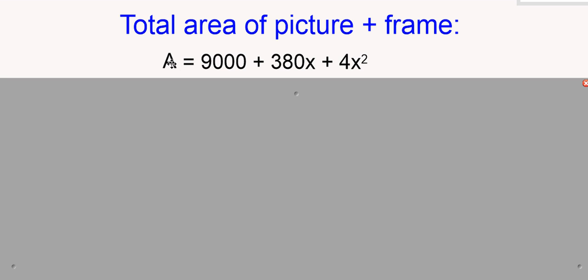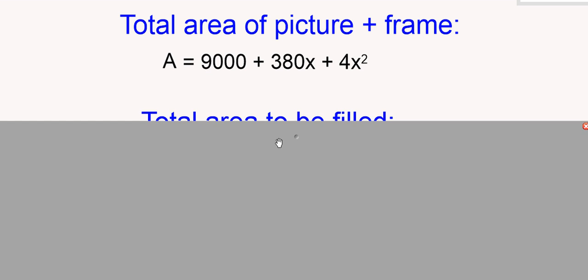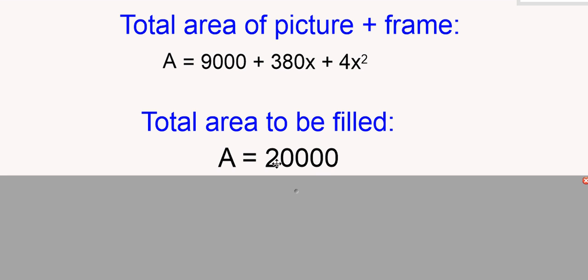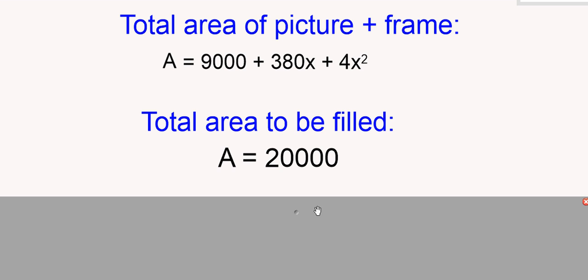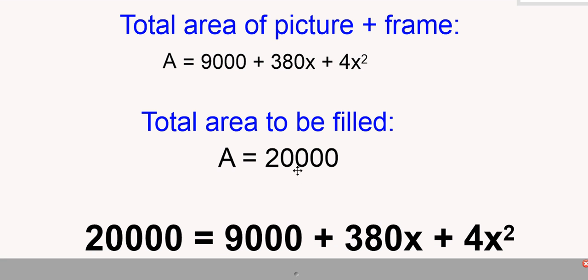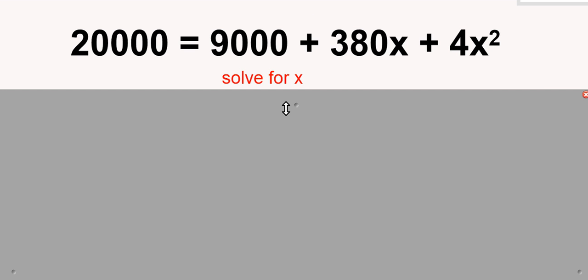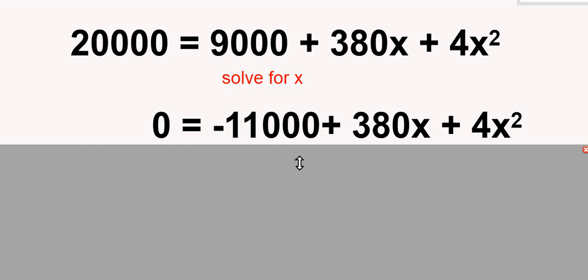So I know, based on the uniform frame problem, that the area of the picture, including the frame, is 9,000 plus 380x plus 4x squared. And I know that the area to be filled is 20,000. So both of these areas represent the same shape, which means that 20,000 has to equal 9,000 plus 380x plus 4x squared. And as soon as I write that, I now have a quadratic equation and I can start to solve for x. So of course, in order to solve for x, we know the first step is to make it equal to 0. So I subtract 20,000 from both sides.